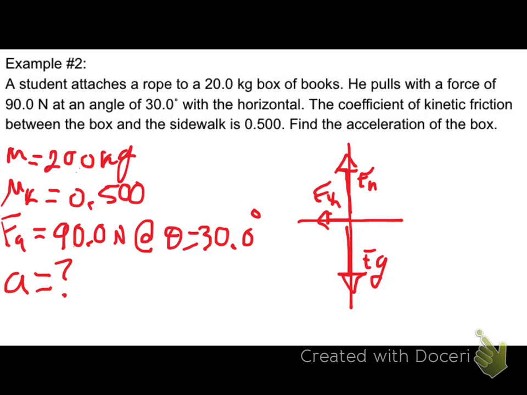And then it's nice to put this in this direction on this coordinate system, because then we only have to resolve one force, and that's the force applied. So force applied, we know this angle right here will be 30 degrees, and the strength of this force is 90.0 newtons. So now we have all of this stuff. What's probably our next step? Any guesses?